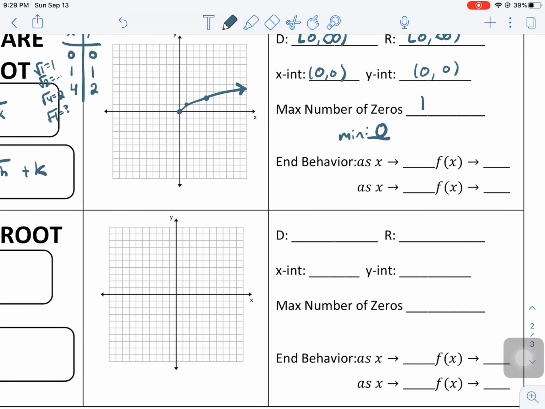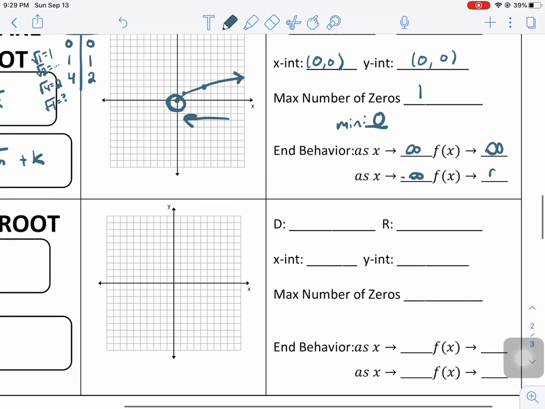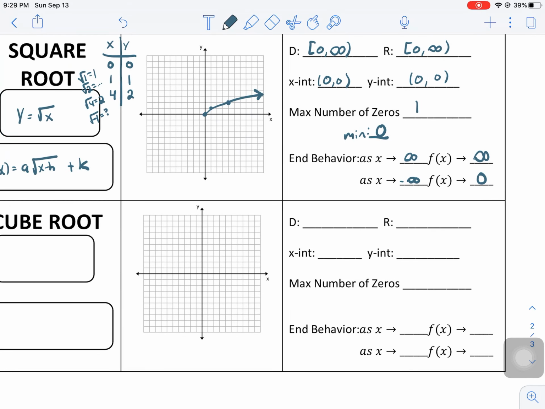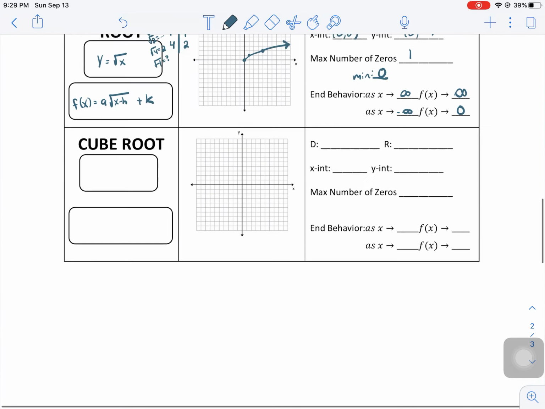Okay. Our end behavior, so as x goes to positive infinity, so as we go to the right, f of x is also going to positive infinity. Now this end behavior is a little bit weird, okay? As x is going to negative infinity, so as x is going to the left on the graph, the y value that we're going to is right here. So we're going to a y value of 0.